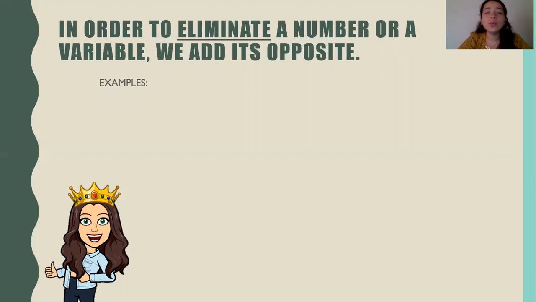So it says, in order to eliminate a number or a variable, we add its opposite. So in order to get rid of something, you add the opposite. So remember how when we're solving for x, whatever you do to one side, you do to the other side, and we always do the opposite. So in this case, we're going to do the same thing. In order to eliminate, we're going to do the opposite. So these are the numbers we're going to look at.